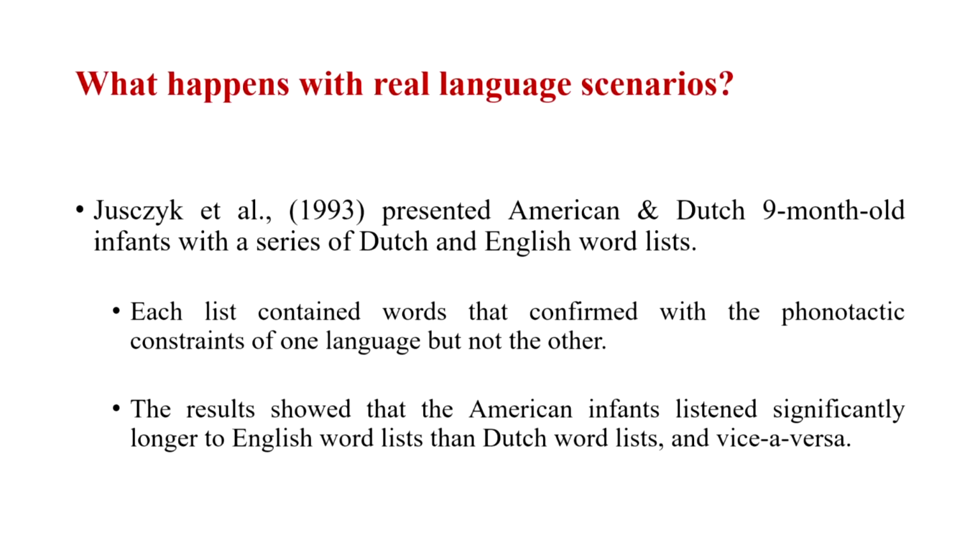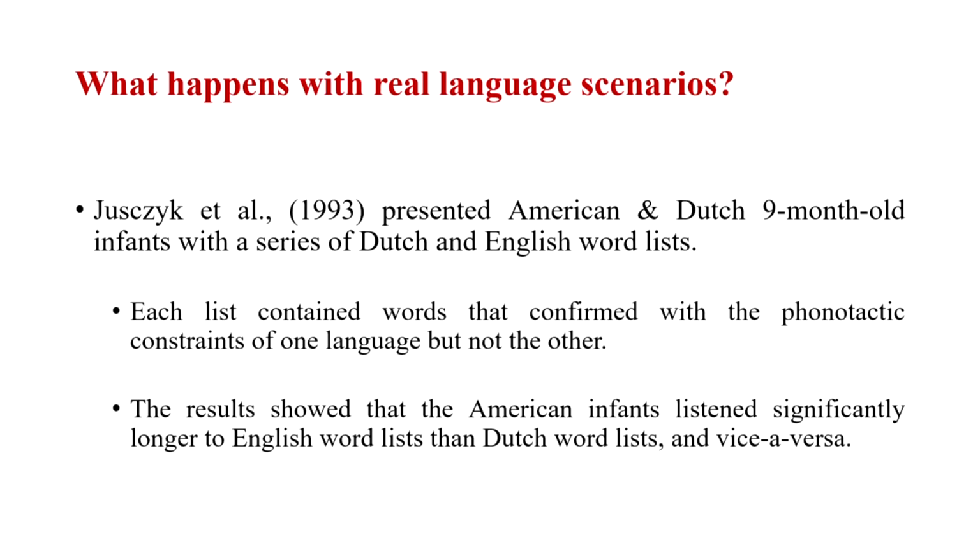So Jusczyk and colleagues in 1993 tried to address this, and they presented American and Dutch 9-month-old infants with a series of Dutch and English word lists. Interestingly, each list contained words that conformed with the phonotactic rules of one language but not the other. For example, an English word list would be chosen such that it would follow the transitional probabilities of English but not of Dutch, and a Dutch word list was constructed such that it would follow the phonotactic constraints of Dutch but not English.